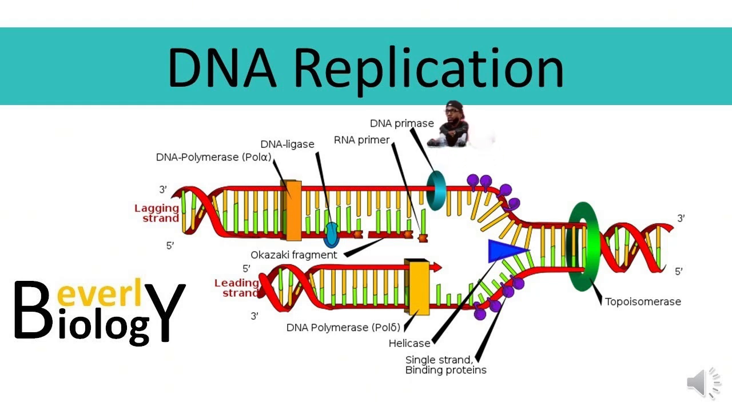So then the primase synthesizes short RNA primers on the single-stranded DNA template, making a starting point for the DNA polymerase to start at. And then the DNA polymerase reads the template strand in the 3' to 5' direction, where it then synthesizes a new strand in the 5' to 3' direction.